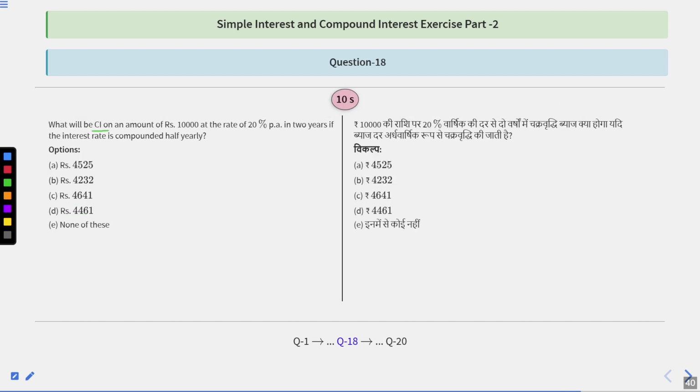What will be the compound interest on an amount of rupees 10,000 at a rate of 20% per annum in 2 years if the rate of interest is compounded half yearly? Clear? You have 5 options and 10 seconds to analyze the question. Your time starts now. Now time's up. Let's see the solution.